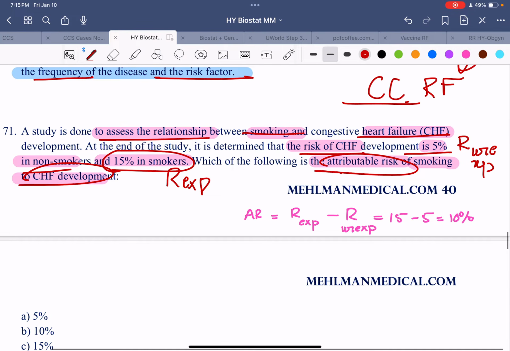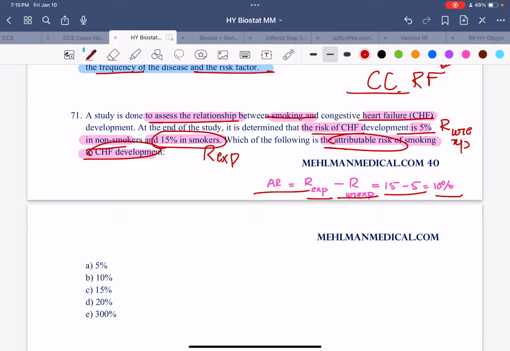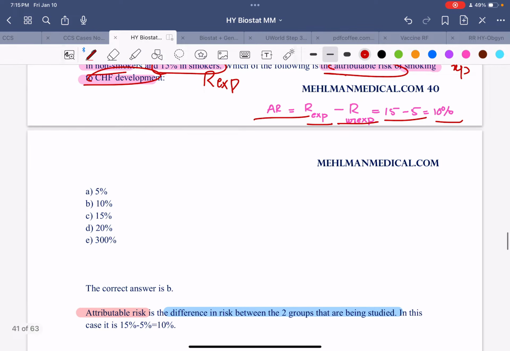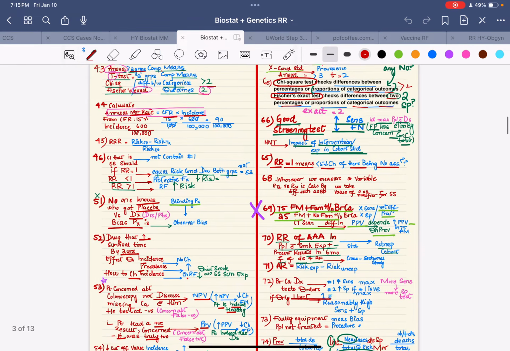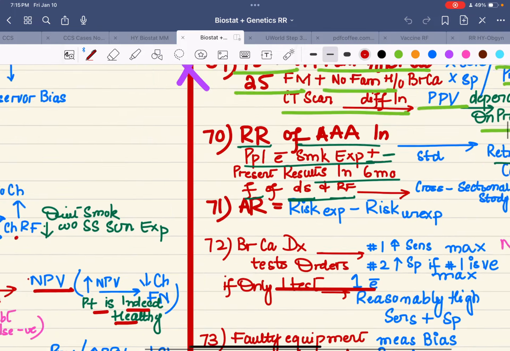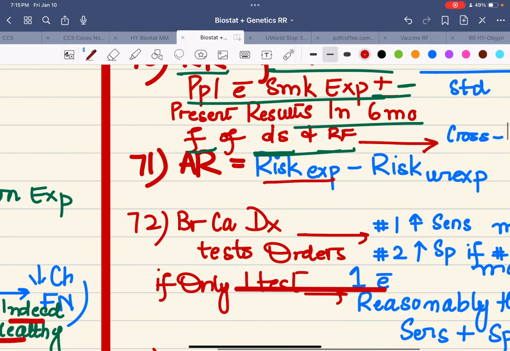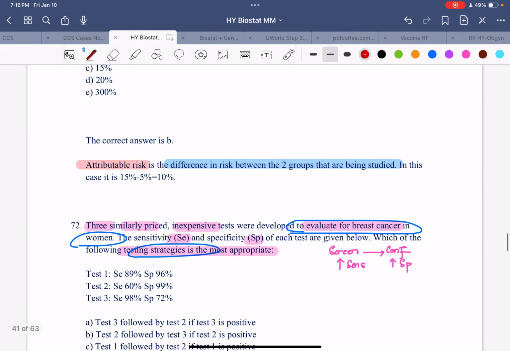We have to calculate the attributable risk of smoking, and that would be AR, that is risk in the exposed minus risk in the unexposed, which is 15 minus 5, which is 10%. So over here the correct answer is B. And just a quick review, attributable risk is the difference between the risk in the exposed minus risk in the unexposed, and over here it came down to be 10%.